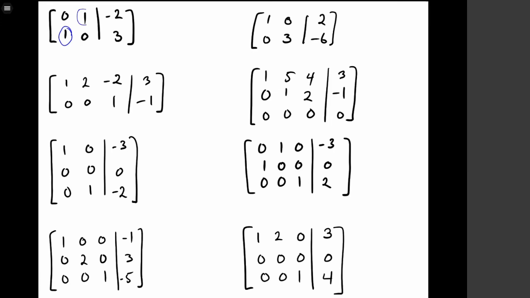So basically here, all we need to do to fix this and put it in reduced row echelon form is swap rows 2 and 3. Right? If we do that, then we get the reduced row echelon form.